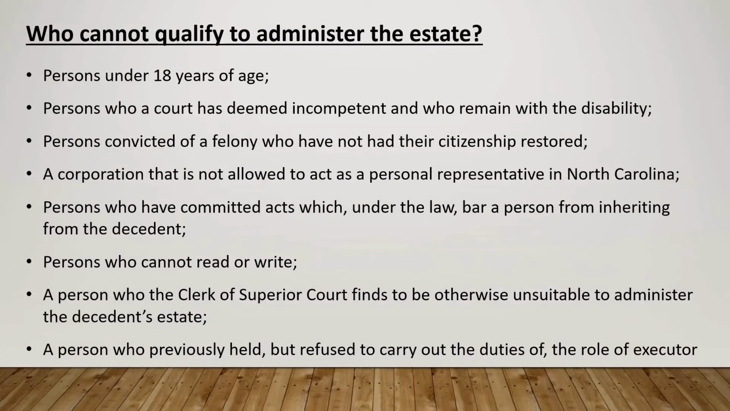The person has been convicted of a felony and has not had his or her citizenship restored. A corporation has applied that is not allowed to act as a personal representative in North Carolina. The person has committed an act which, under the law, bars that person from inheriting from the decedent. The person cannot read or write. The person is someone who the Clerk of Superior Court finds unsuitable to administer the estate. The person previously held the role of executor, but refused to carry out his or her duties in that role.